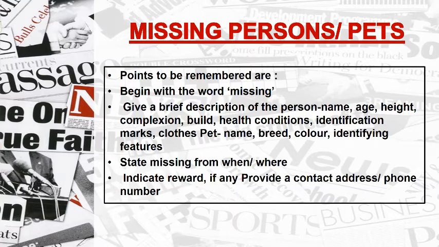Begin with the word missing. Give a brief description of the person, that is the name, age, height, complexion, build, health conditions, identification marks, clothes. In case of a pet, then name, breed, color, identifying features, etc. Then state missing from when and where, indicate reward if any, and then provide a contact address and phone number.